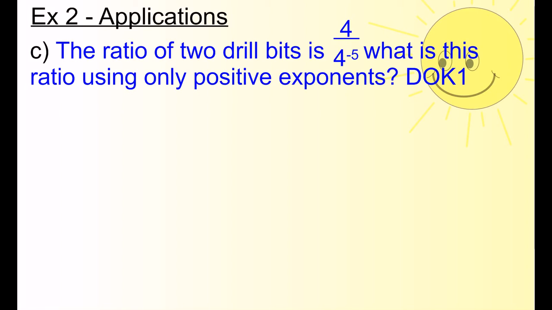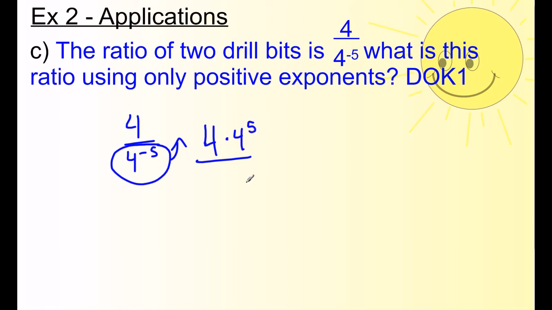Okay, it says the ratio of two drill bits is 4 to the negative 5th power. What is this ratio using only positive exponents? Okay, so 4 over 4 to the negative 5th. So the first thing I'm going to do is take this whole piece and move it to the top because I want this negative exponent to become positive. So that's going to give me 4, and this guy goes up top, so 4 to the 5th. And down here, I would just have 1. That would be what's on the bottom of the fraction.